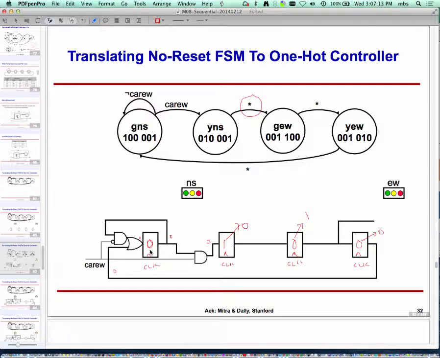So if the sensor is high, then I need to move to the next state. So let's say I start out with this. I'm in 1, 0, I'm in this state. I'm in the state GNS, so flip-flop number 1 is high. Now let's say car east-west is 1.